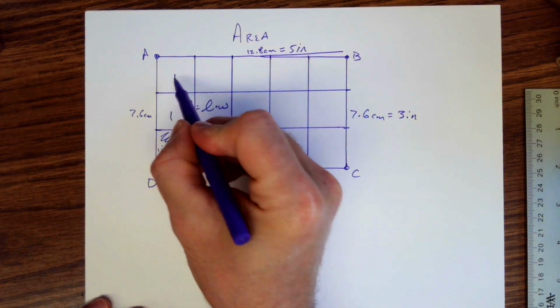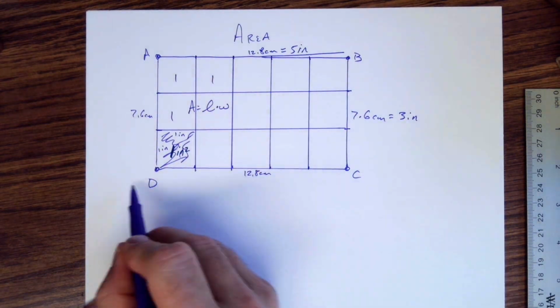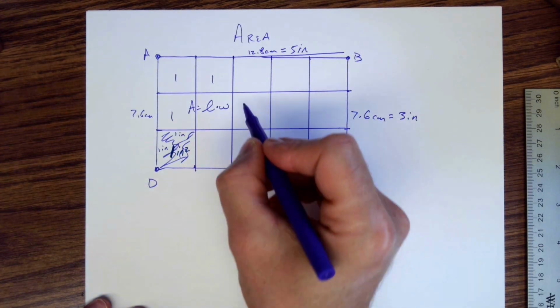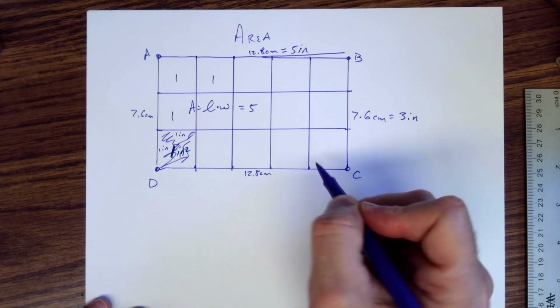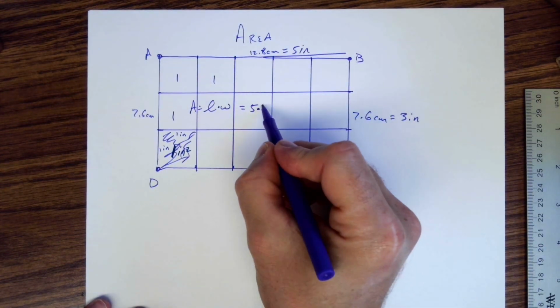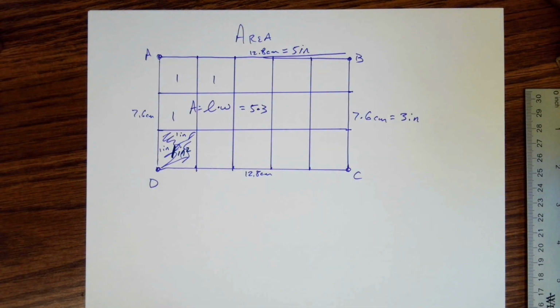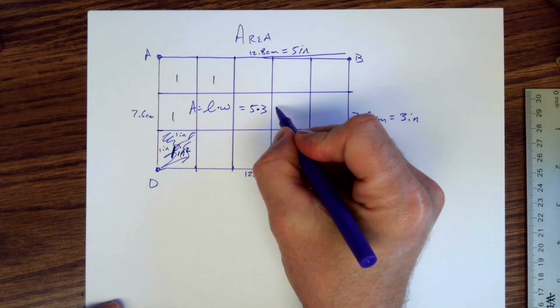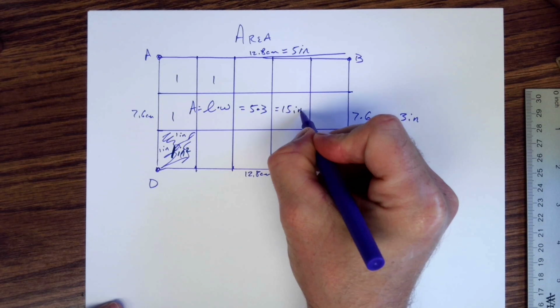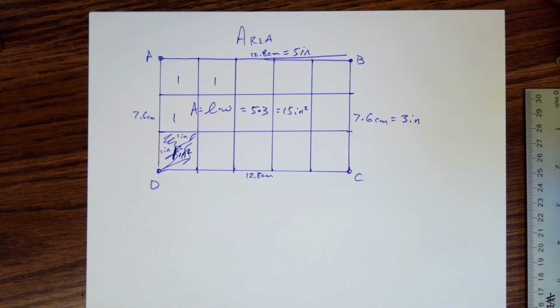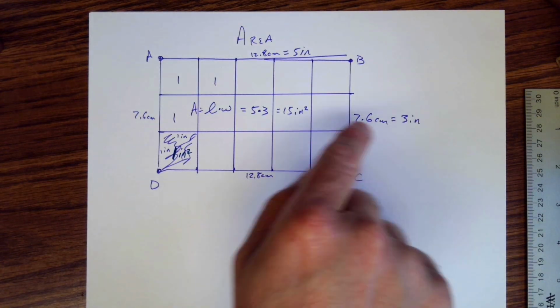So here's 1, here's 1, 1. Like all these are 1s. How many do we have going across this way? We have 5 going across that way. So we have a length of 5, and we have a width of 3, or depth or height or whatever you want to call that, right? Which gives us 15 square inches. And that's the measurement of the area of that particular rectangle. It's 15 square inches because it's length by width.